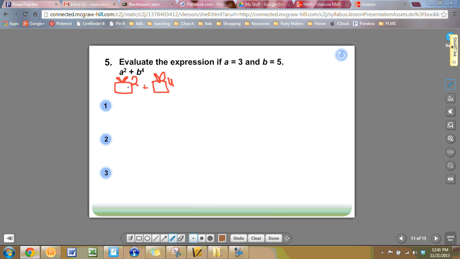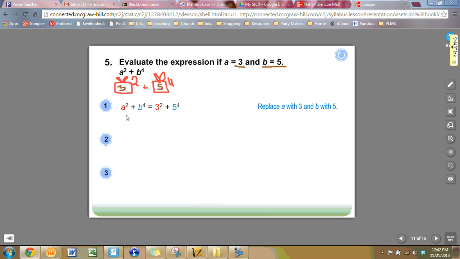So inside this box is a. Well, it tells me up here that a is 3, so I'm going to put a 3 in the box. And then it tells me up here that b is 5, so I put a 5 in this box. Okay, so a squared plus b to the 4th is the same as 3 squared plus 5 to the 4th. Now, once I have that written down, then I can actually do my evaluating.